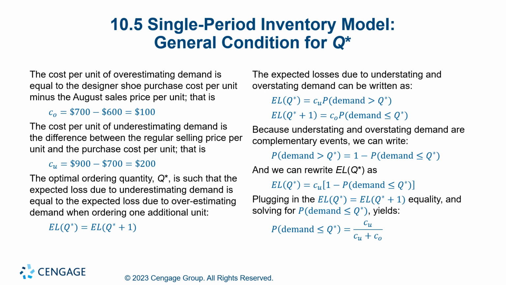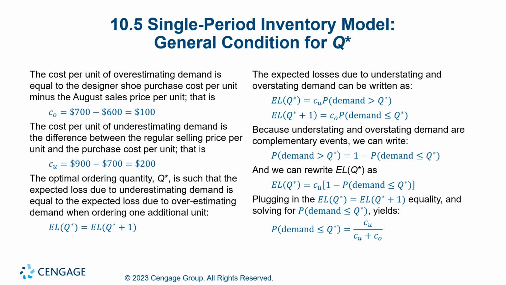Okay, so now let us look at the optimal ordering quantity, which is the Q optimal, such that the expected loss due to underestimating the demand is equal to the expected loss due to overestimating the demand when ordering one additional unit. So what are the expected losses of CO and CU? Understating and overstating the demand is given by the EL of Q, multiplied with the cost of underestimating the demand when the demand is actually higher than the Q optimal.